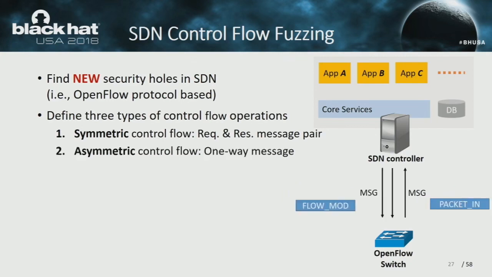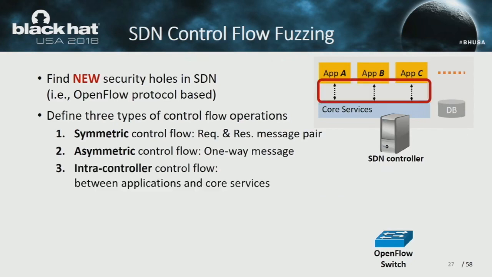For instance, there are echo request and response message pairs, which check if the controller or the switch is alive. And the second one is the asymmetric control flow, which is the unidirectional message, such as packet-in or flow-mod that I mentioned several times. So in this case, the receiver does not have to send a response message. And lastly, we have the intra-controller control flows, which are actually OpenFlow-related API call chains between SDN applications and core services provided by the controller.